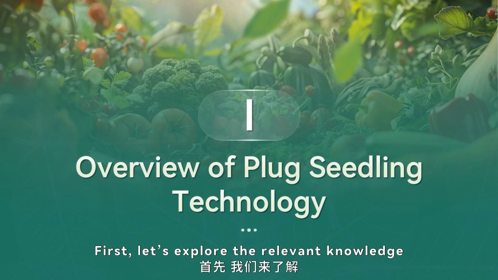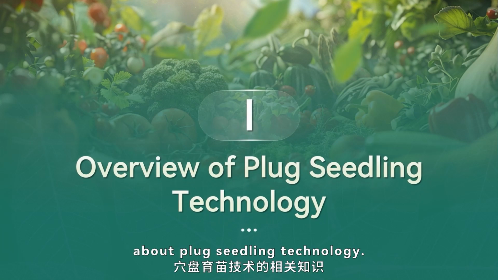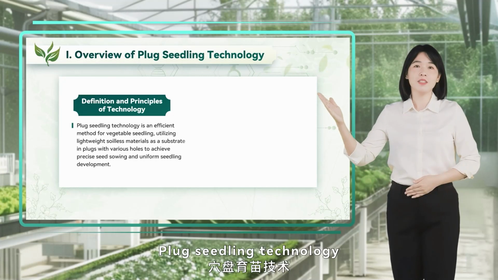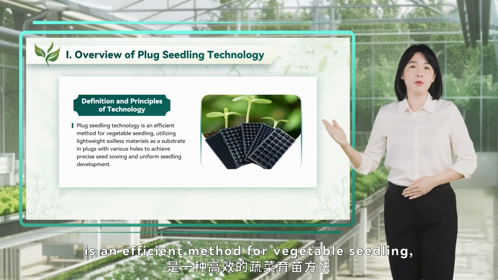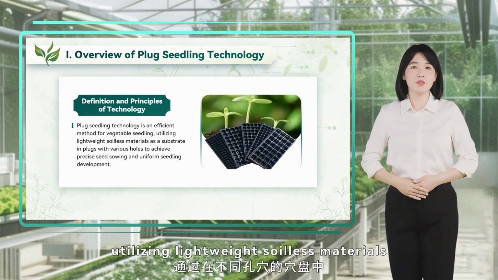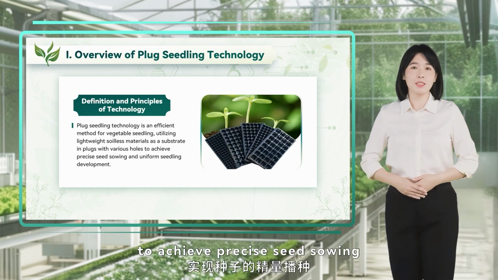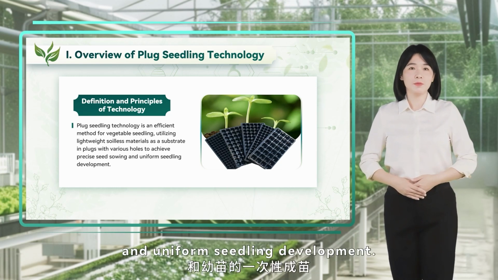First, let's explore the relevant knowledge about plant seedling technology. Plant seedling technology is an efficient method for vegetable seedling, utilizing lightweight soilless materials as a substrate in plants with various holes to achieve precise seed sowing and uniform seedling development.